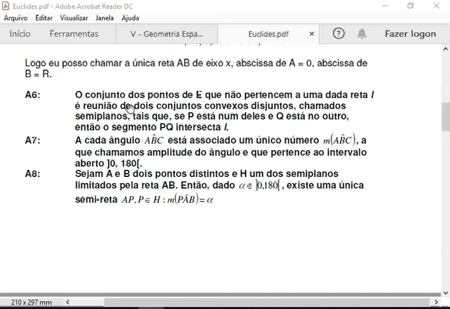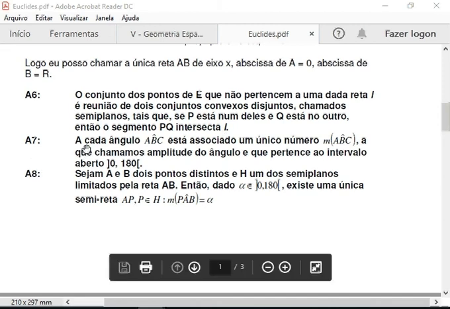A6. The set of the E points which do not belong to a given line L is a reunion of two disjoint convex sets. They're called semiplanes, half planes, such that if P is in one of them and Q is in the other one, then the segment PQ intersects L.